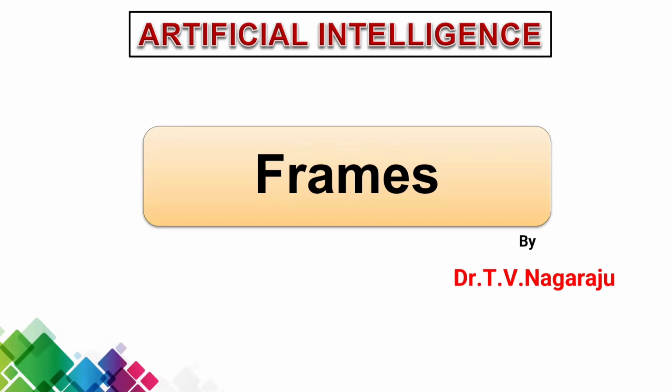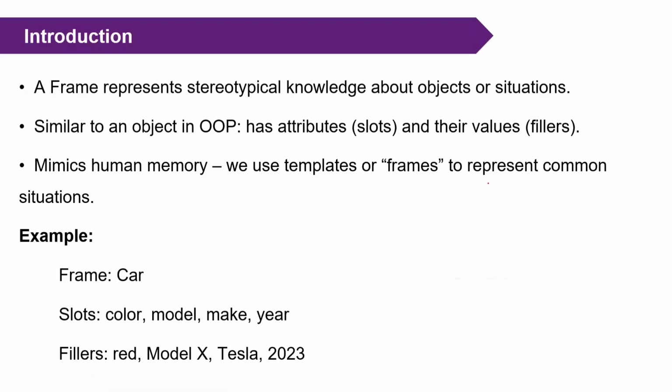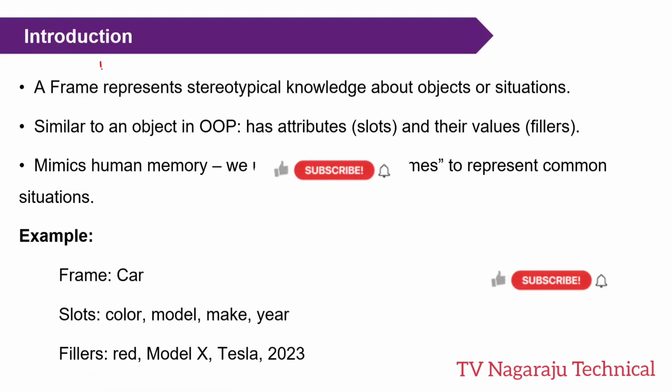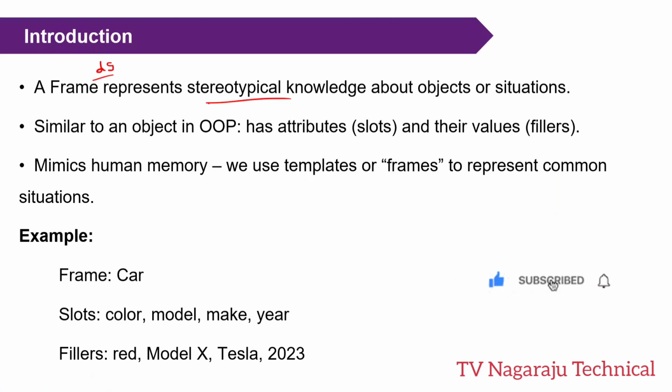In the last sessions, we discussed different ways of representing knowledge, like first order logic and semantic nets. Now we are moving to one more knowledge representation: frames. A frame is a data structure that is used to represent stereotypical knowledge about objects or real world situations. One more advantage of using frames is that it is almost similar to an object in object oriented programming.